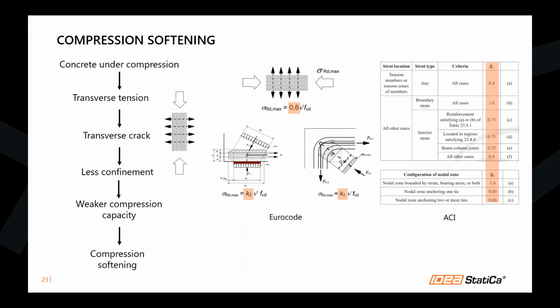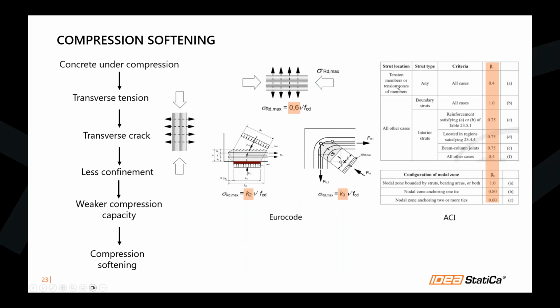If you see Eurocode, if you have a strut, you're doing strut and tie, there'll be a reduction factor. For this case it is 0.6, but for other cases it is K2 and K3, which is of course less than 1. So you can see it's less than 1 times FCD. It means your FCD, or your allowable design stress, will be reduced by a factor less than 1.